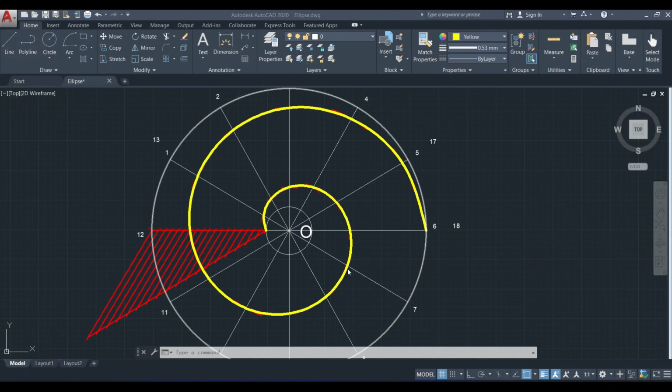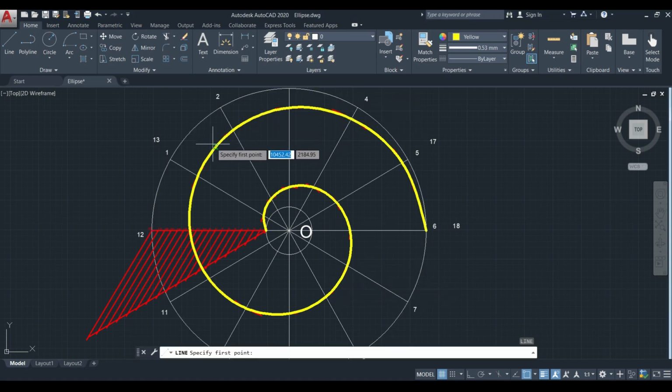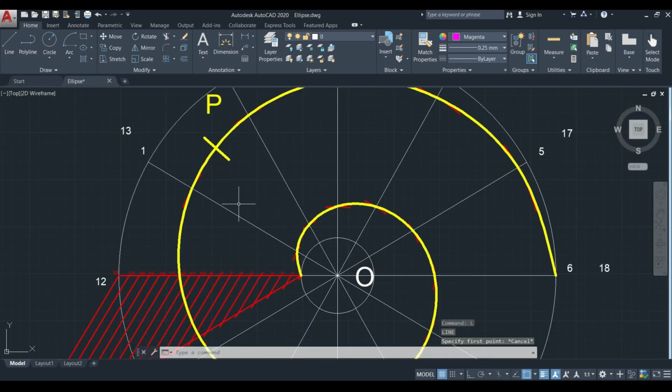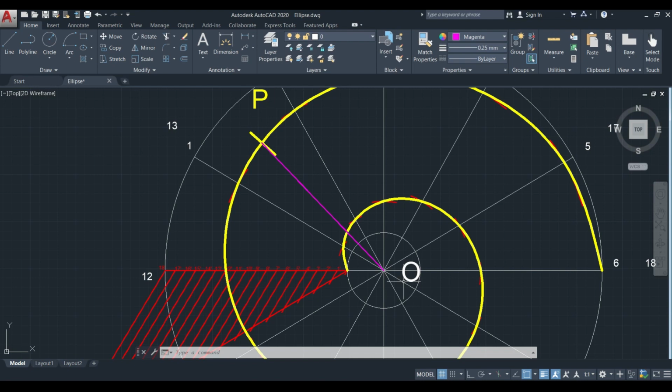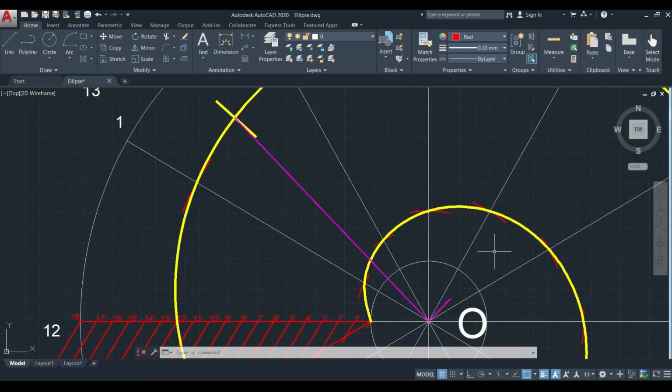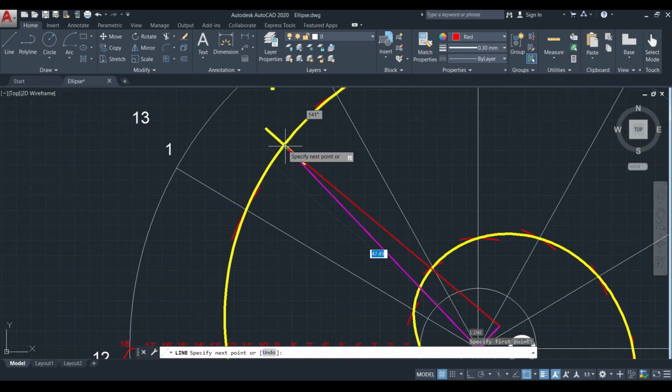So the first step is to specify the point for drawing the tangent and normal. Let's say I am going to draw the tangent at this intersection point. So the first step is to draw a straight line from the point P to the point O. Then we have to draw a line perpendicular to OP with a distance of k value, that is here we have the k value of 5.305 mm.